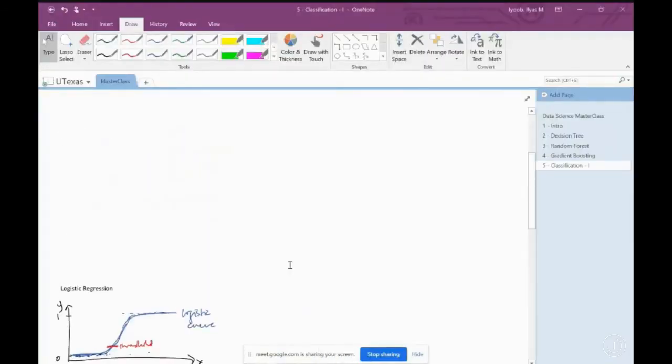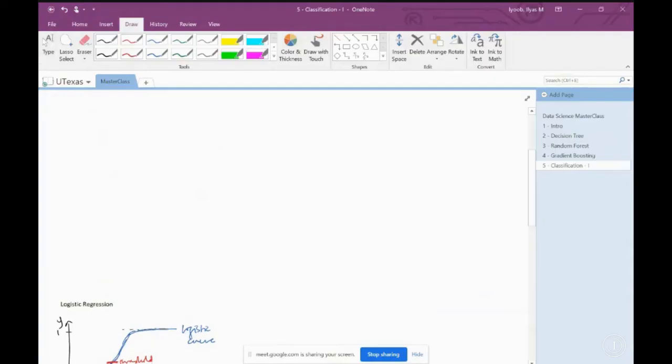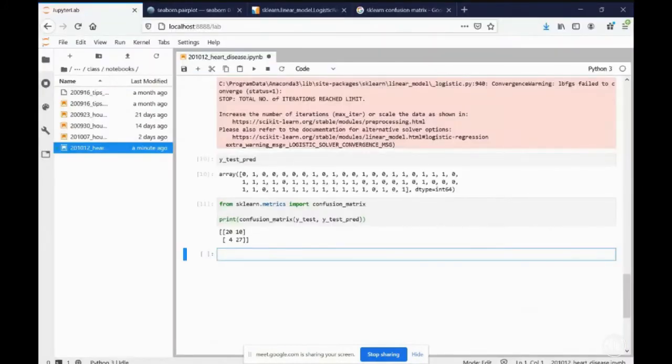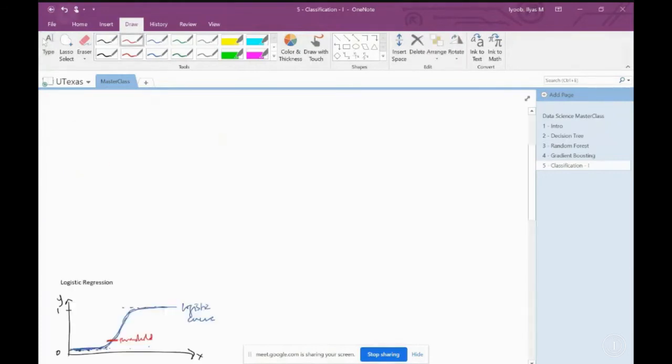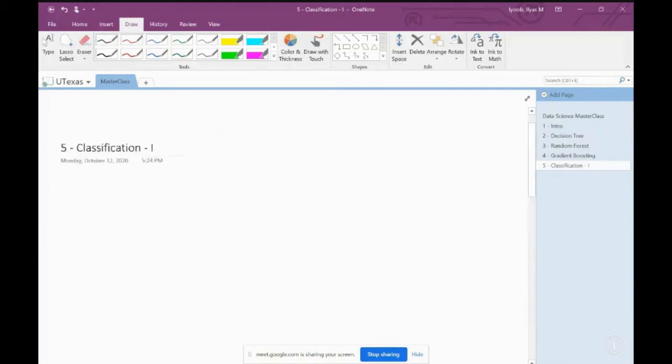Okay. So in order to evaluate classification models, because we're not looking at just pure errors, the values we got there were 20, 10, 4, and 27, right? So we had a value of 20.